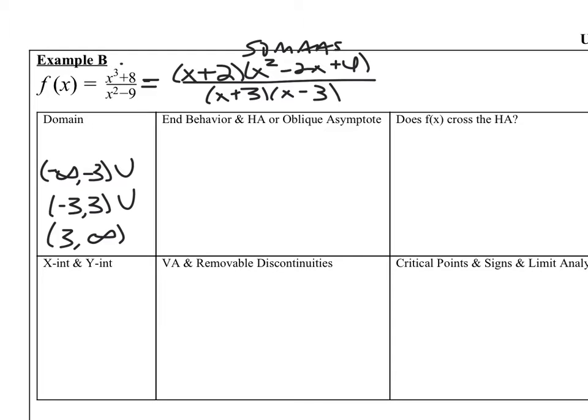Since the degree of the numerator is greater than the denominator, I do not have a horizontal asymptote. So we'll see if I have an oblique. Since nothing is going to cancel, that means I am going to have an oblique. But since the denominator is not x minus k, basically the denominator is not linear, I'm going to have to use the box to divide.